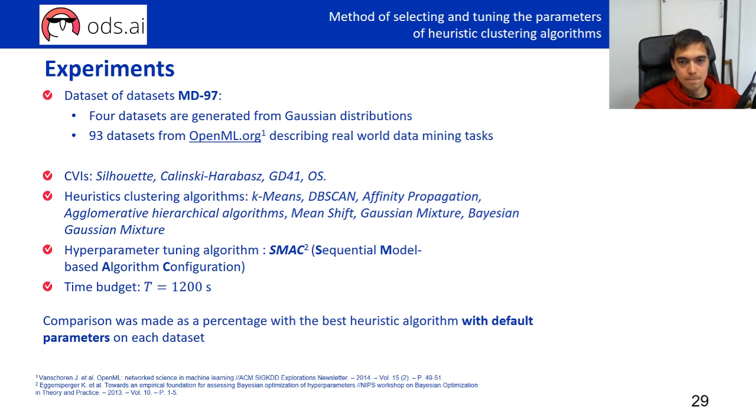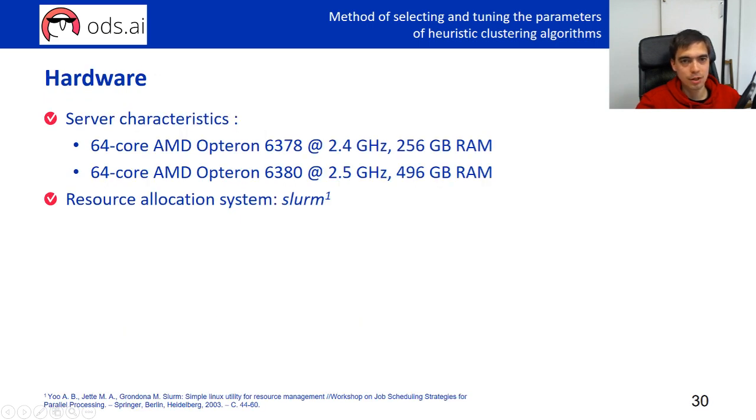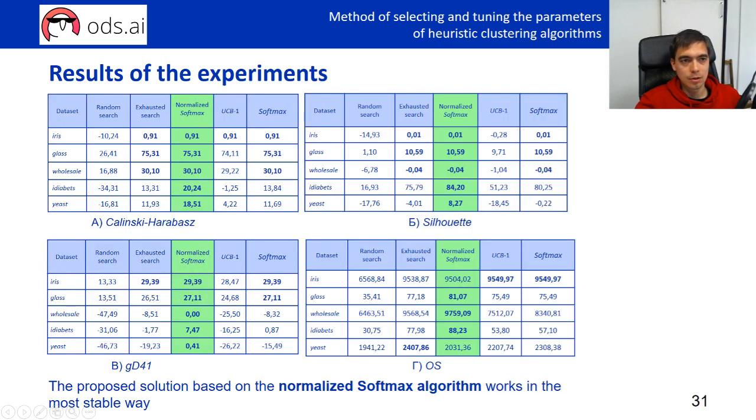The algorithm implementing the proposed method was compared, as a percentage, with the best heuristic algorithm with the default parameters on each dataset. Here the slide shows the hardware configuration. We'll omit its description in order to save our time. Okay, so the results of our experiments are on this slide. So part of the results on some datasets.